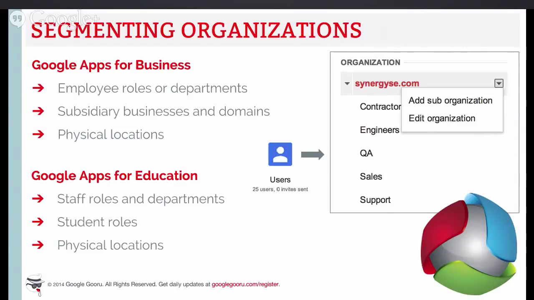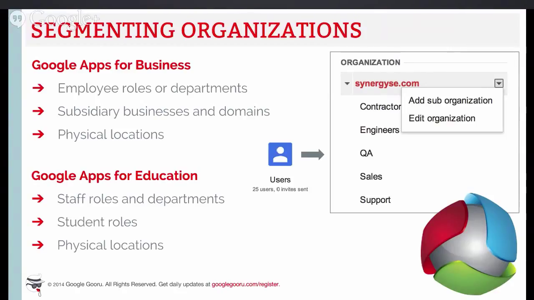Now, if you're in a business, you might want to consider structuring your organizations around employee roles, such as sales, engineering, and IT, or even specific departments. This might be because you want to enable or disable certain Google Apps features for each of those roles. If you have subsidiary businesses and domains, you might want to create an organization for each one of your businesses so that you can manage them individually.